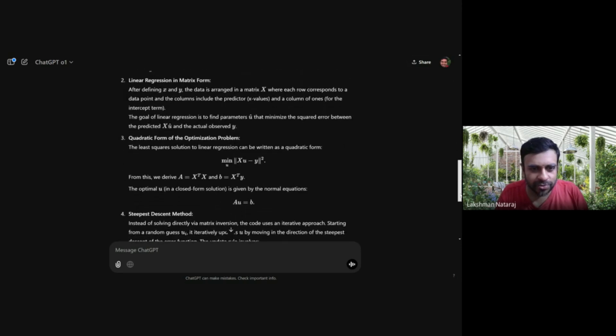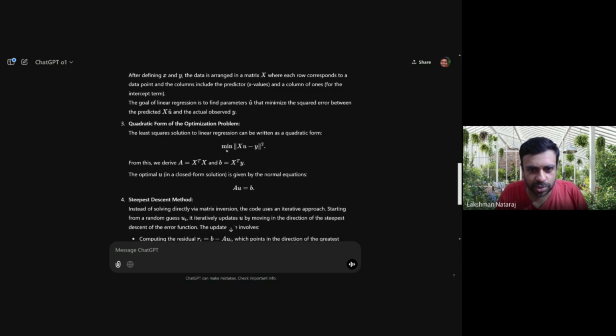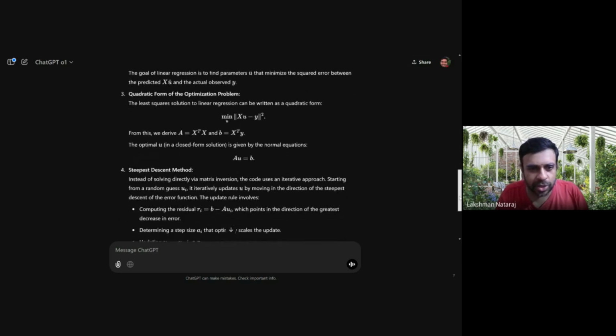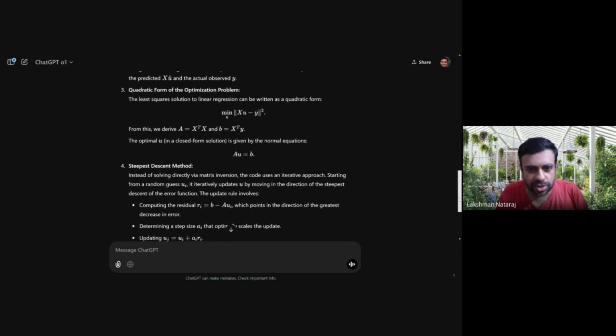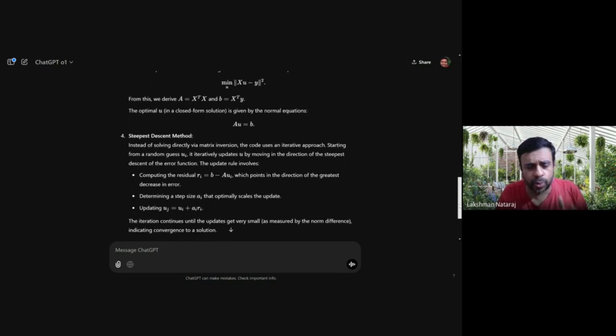So the least squares quadratic form is to minimize over u the norm of Xu minus y, squared. For this we derive A equals X transpose X and b equals X transpose y. That is also correct. And the optimal solution in closed form is given by this. And let's see, this is the most important part, right? Whether it's able to get the steepest descent.